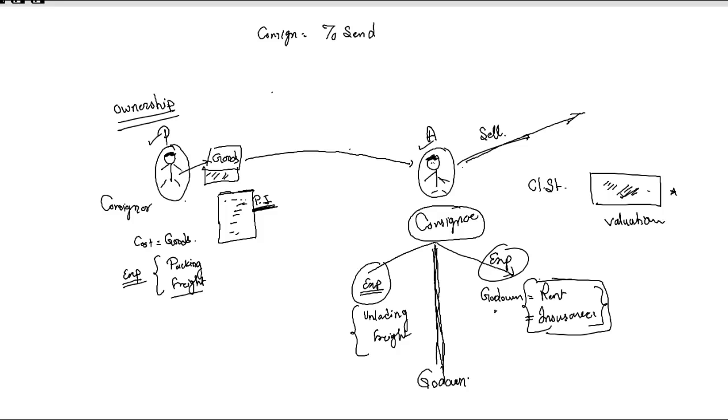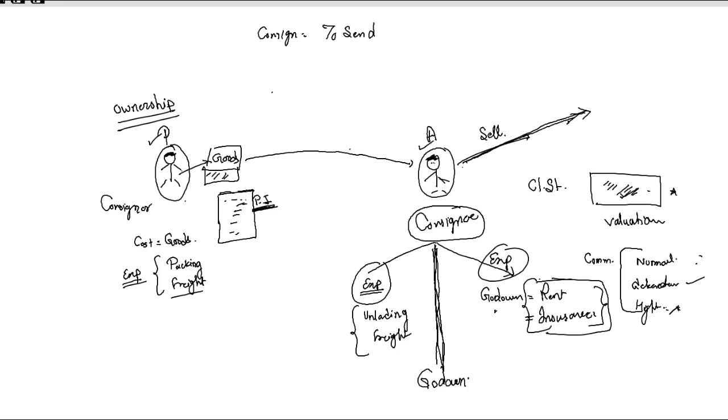Now let's talk about the commission. The consignee will also charge some commission. There are three types of commission you can see in the exams. First commission is normal commission. Second is del credere commission. The basic difference between del credere commission and normal commission is that in normal commission, whatever bad debt is incurred will be borne by the consignor. But in case of a del credere commission, the bad debts will be borne by the consignee itself. And there is another commission, that is high commission. Normally they don't ask this type of commission in the exams.